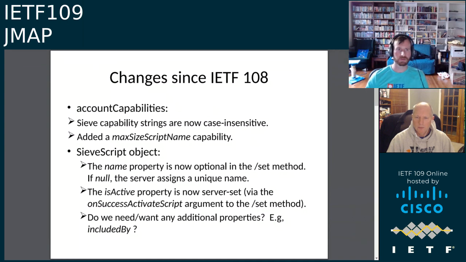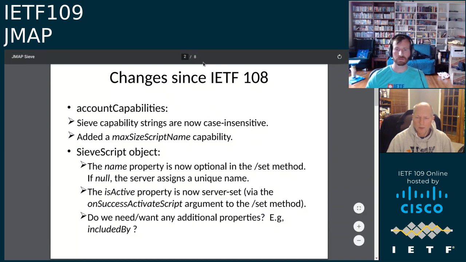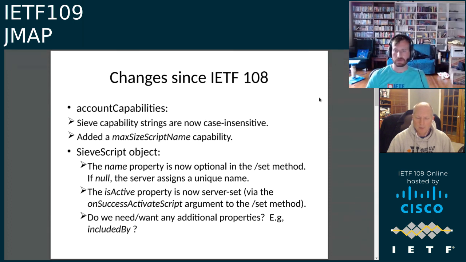As far as the Civ script object goes, we've made the name property optional when using the set method. If it's not set by the client, then the server will assign its own unique name. This allows for blind creations where the client may not want to do an extra round trip to see what's available before it goes ahead and creates a new script.